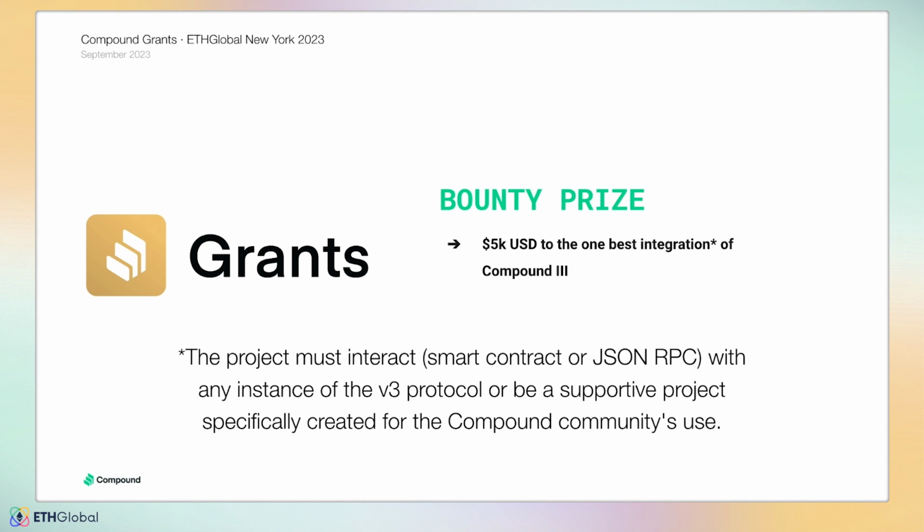All right, Compound Grants has a bounty prize this year of $5,000 USD for the best integration of Compound 3. The rules are that your project must interact with a smart contract or with JSON RPC with any instance of the Compound V3 protocol, or be a supportive project that is specifically created for the Compound community's use.